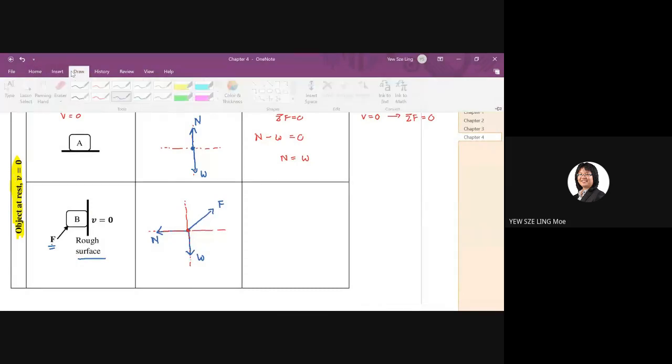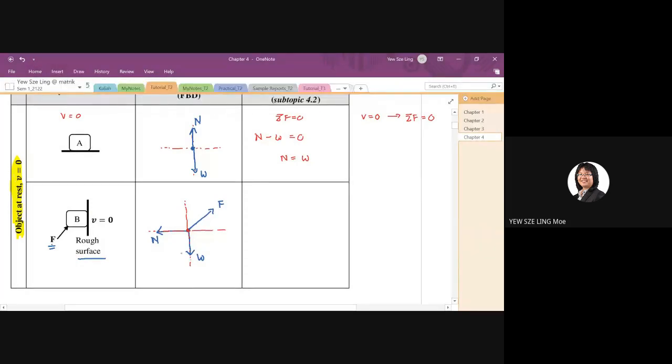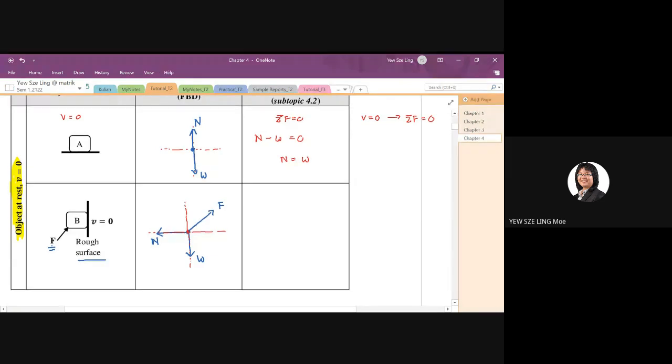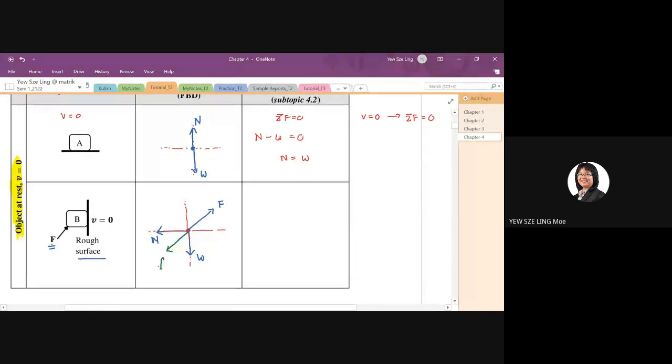You guys, don't draw the diagram first. For the last one, she gave me a frictional force that is opposite to the F. Now, do you think it is correct? If you look at the diagram, does it make sense? It doesn't make any sense.